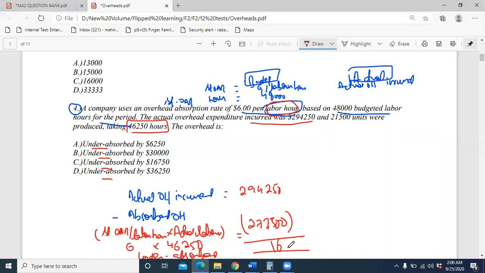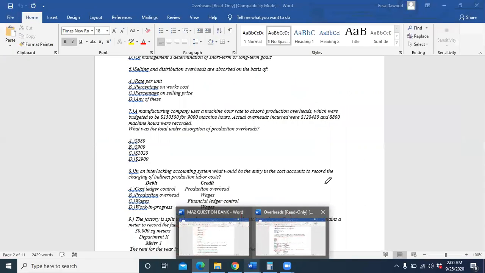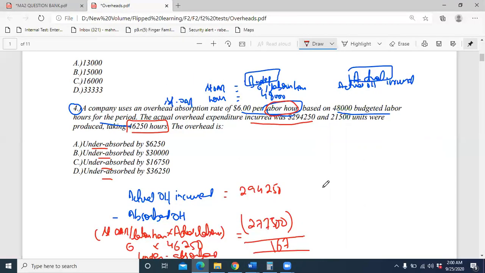16,750. Just focus. Focus. Remember that Jackie Chan movie? Pardon me for that. Remember that Karate Kid? Just focus. Just focus.